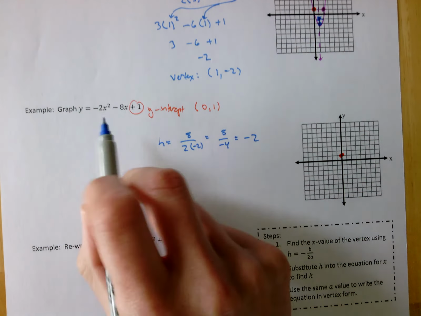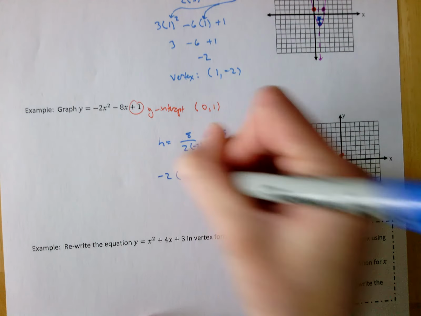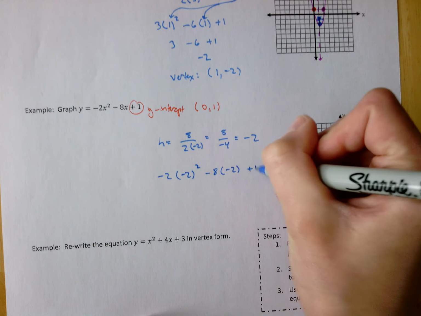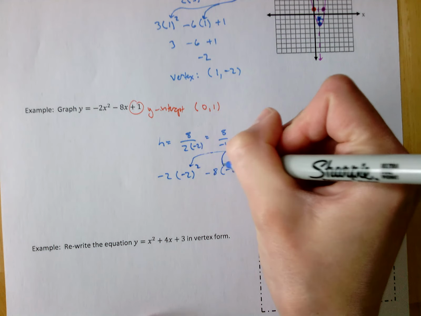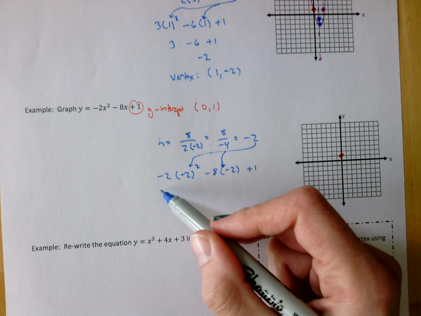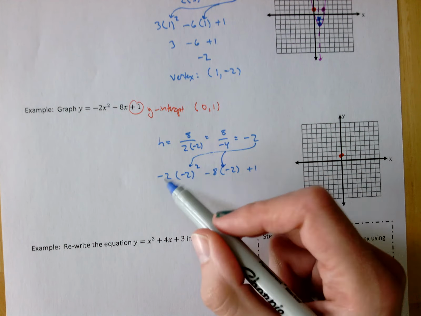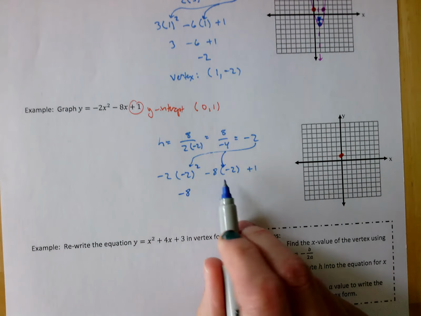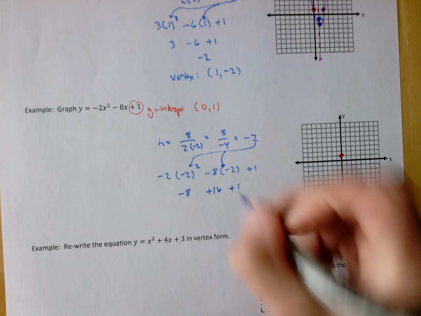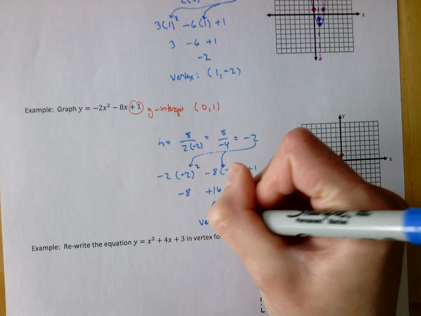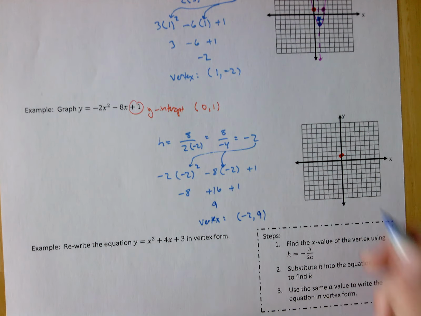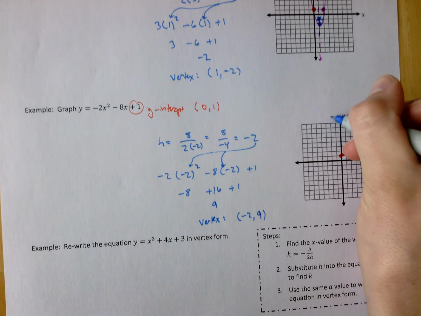Okay, and then to figure out k, I'm going to plug that back in for x. So it's going to be -2 times -2 squared minus 8 times -2 plus 1. Plugging this number in there. All right, again, order of operations, square first, then multiply by the -2. -2 squared is +4, so times -2 is -8. -8 times -2 is +16 plus 1. Okay, and that simplifies to 9. So my vertex is going to be the point -2, 9. So -2, 9, that's up here.